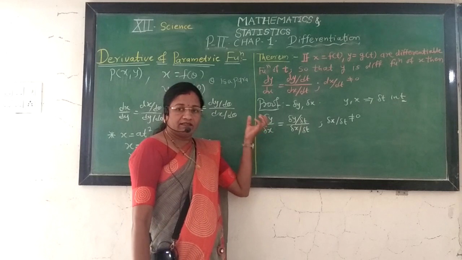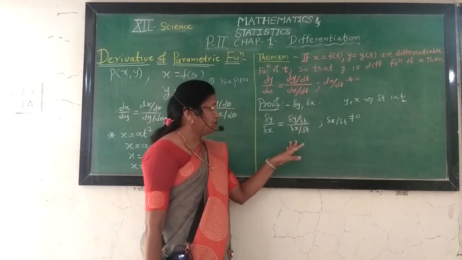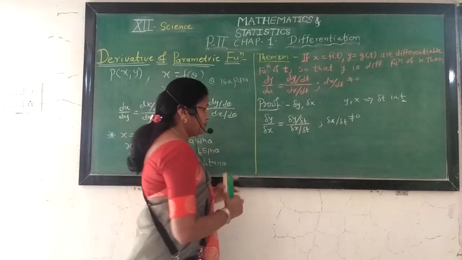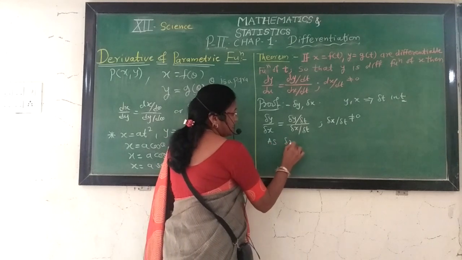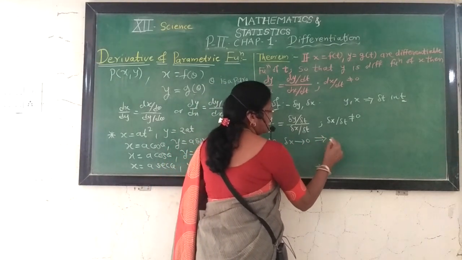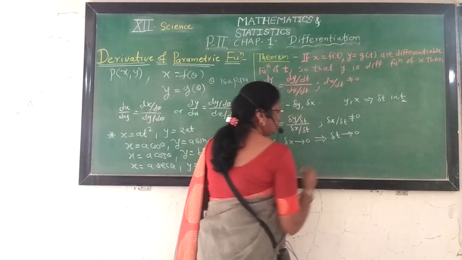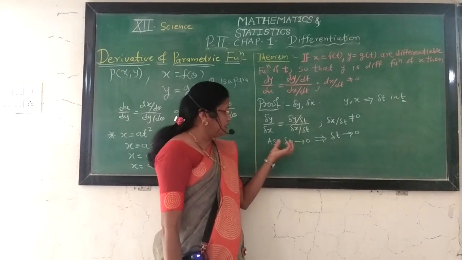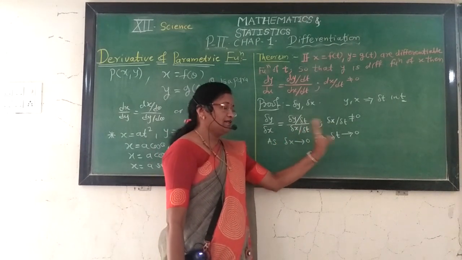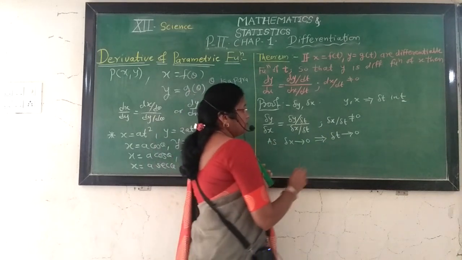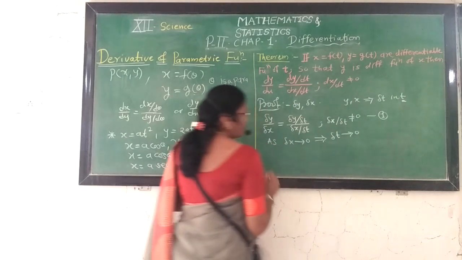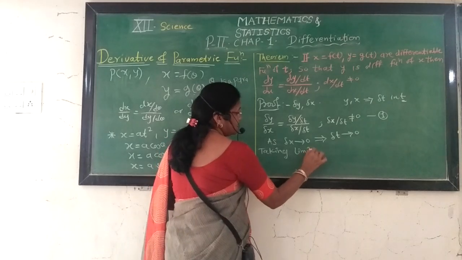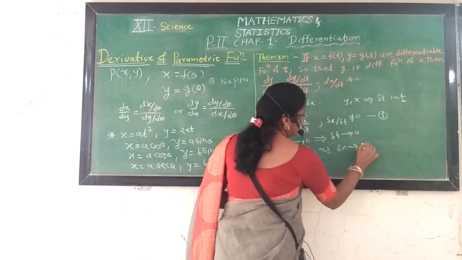Delta y by delta x can be adjusted by taking this division. Now, as x and y are given to be functions of t, as delta x tends to 0, that must imply delta t tends to 0, because x is a function of t: x itself with its increment approaches 0, then delta t also approaches 0. Now we consider this as equation 1. For equation 1, we can take the limit on both sides as delta x tends to 0.